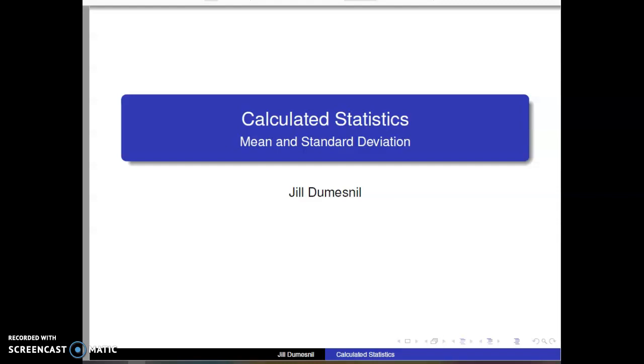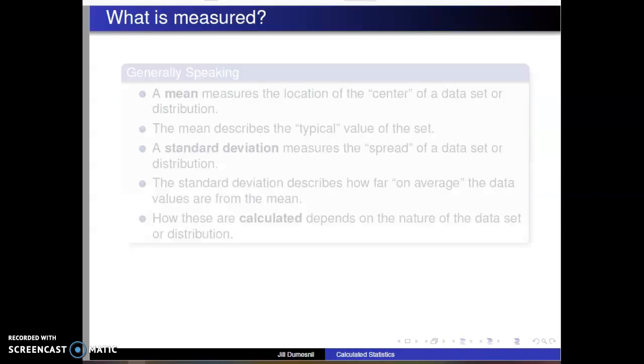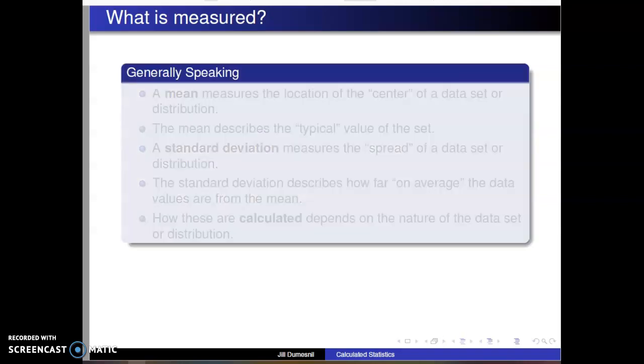In this video, we will give an introduction to calculation of means and standard deviations. What does a mean or standard deviation measure? Our goal is to give a general overview of these statistics, focusing on the big picture.